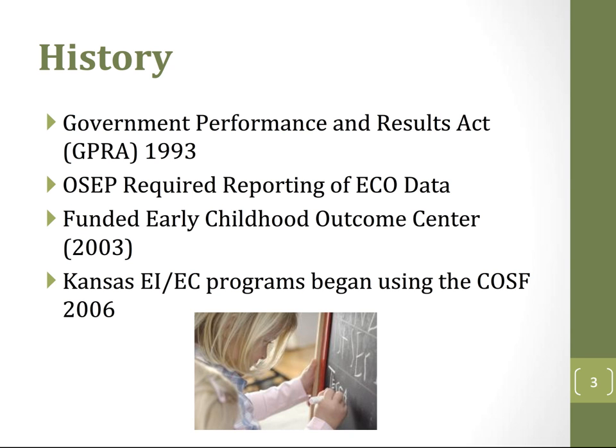In 2003, the Federal Office of Special Education Programs funded the Early Childhood Outcomes Center, or the ECO Center, to develop a way to report data on early childhood outcomes. The ECO Center developed the Child Outcome Summary Form, or the COSF, as a means of reporting on early childhood outcomes. Kansas, along with the majority of states, adopted the COSF, and programs began using the COSF rating process in 2006.